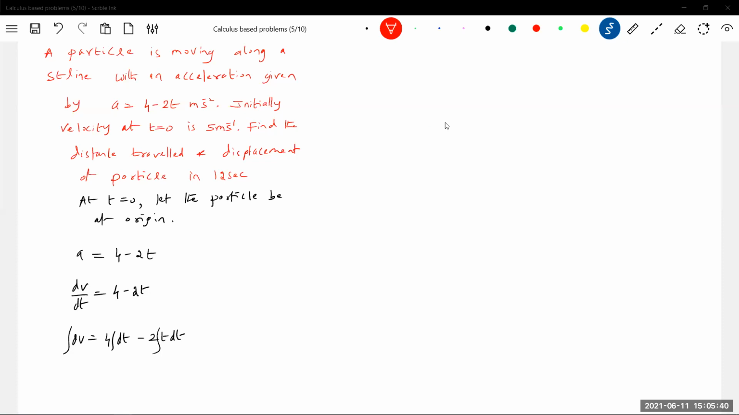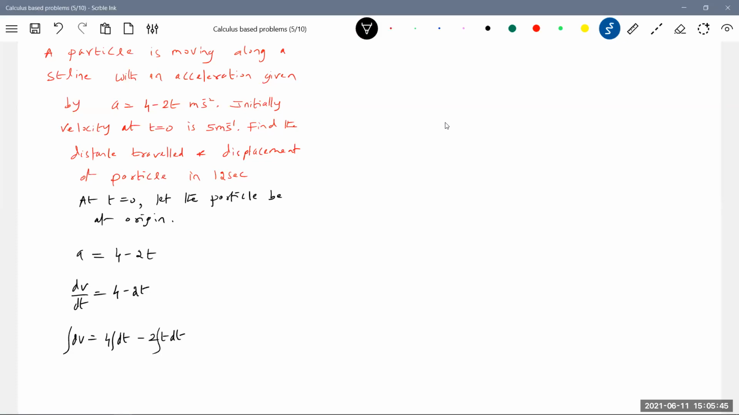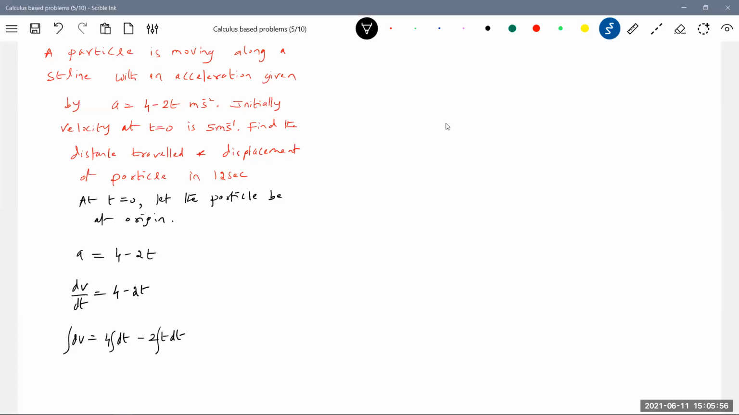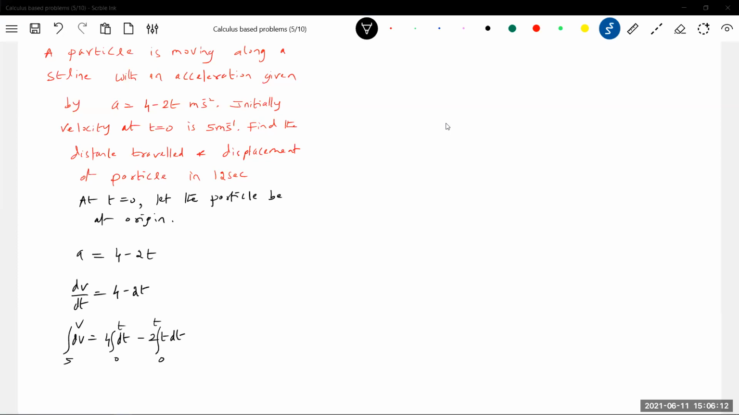Displacement minus 228 meters, agreed everyone. Okay, no need to put in the chat box. Others who all got the answer, no need to put in the chat box. Okay, fine. Now, at t equals 0, the limits will be t equal to 0. Initial velocity at t equals 0 is 5 meters per second. At any time t, let it be v.